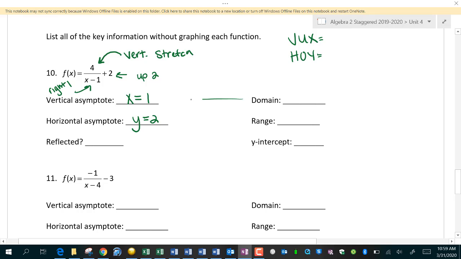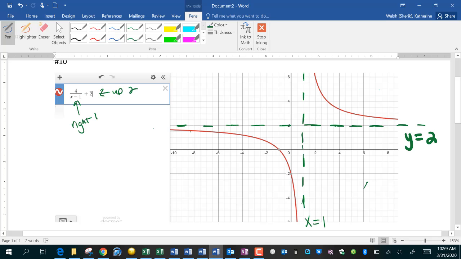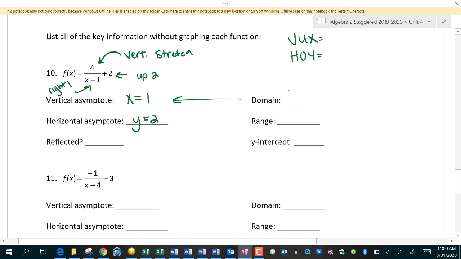Now my domain is going to correspond directly with my vertical asymptote. So if I look back at that graph, you can see looking left and right, my graph takes a break at x equals 1, and then picks up right back on the other side of that vertical asymptote. So that means my domain would be written as negative infinity to 1, union 1 to infinity. This union means bringing together two parts. I have my break at 1, and that's why I put the union symbol there.